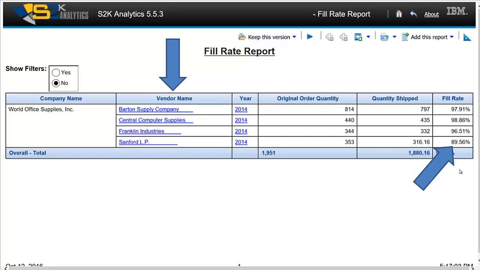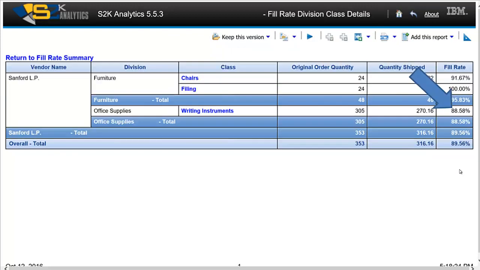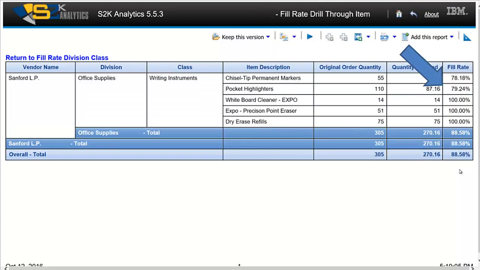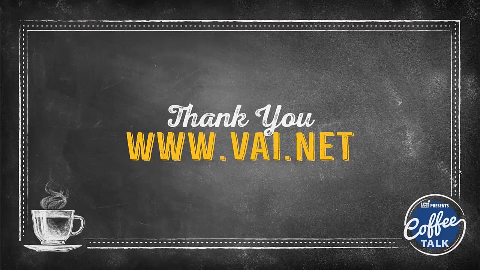Okay, so you can run these reports multiple different ways. And you can see I drill in to the vendor, and sure enough, it's writing instruments where they're having the same issues from a fill rate perspective on this vendor. Okay, pocket highlighters again. So you can really see that these reports can be very, very helpful in helping you analyze inventory and really perform much better on the customer service side, and make your company much more profitable.